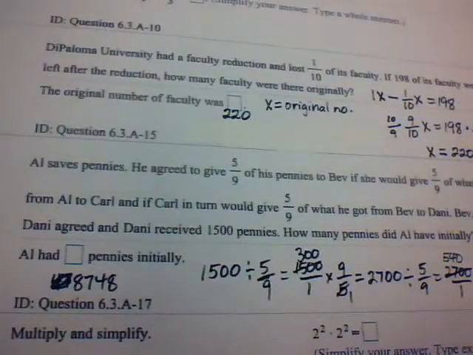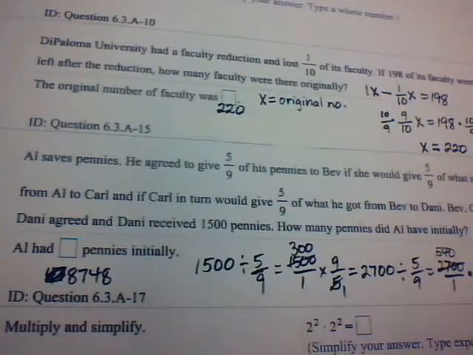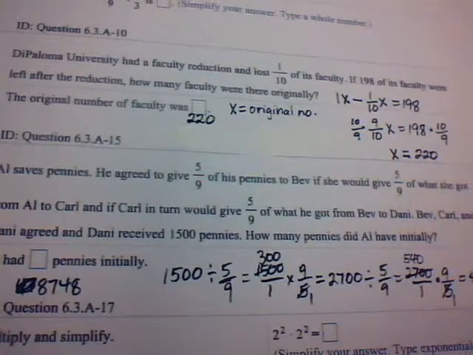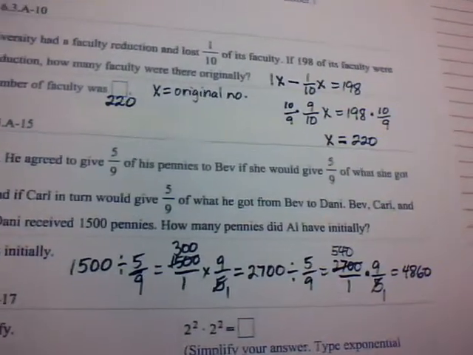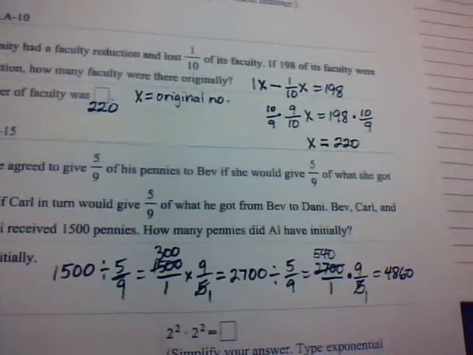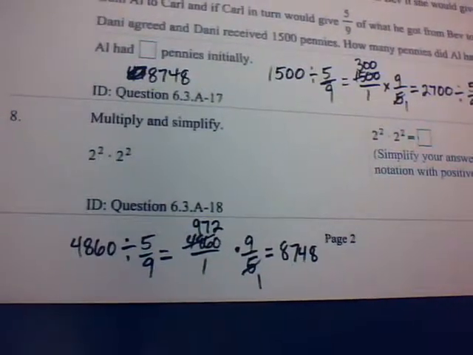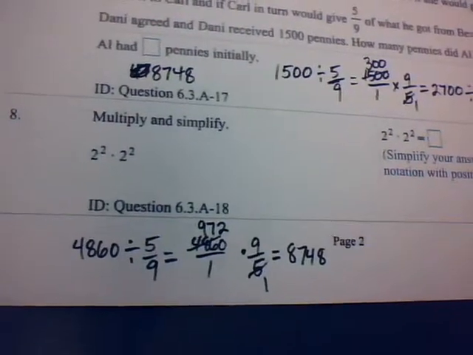So here we had to work backwards by dividing the 1,500 by 5/9, which gave us 2,700. Then 2,700 divided by 5/9, which gave us the 4,860. And then the 4,860 divided by 5/9, which gave us the 8,748.